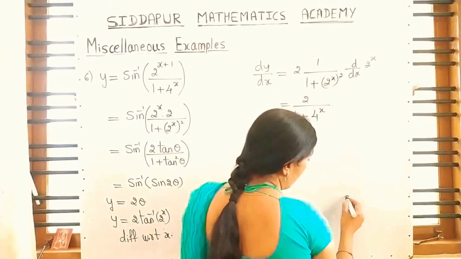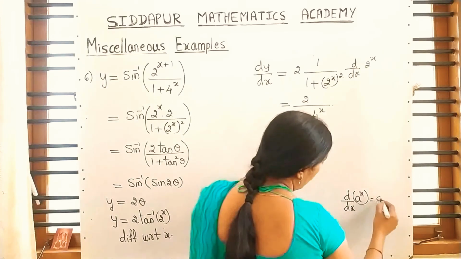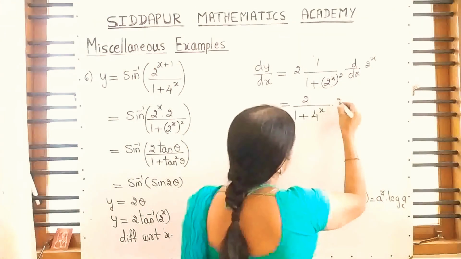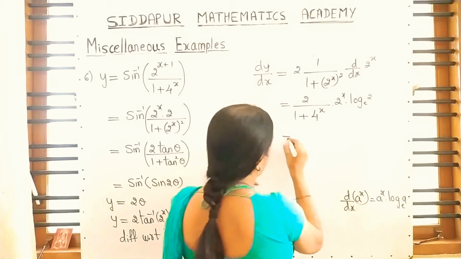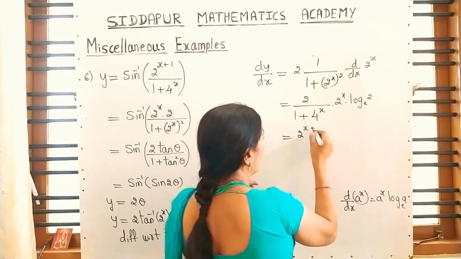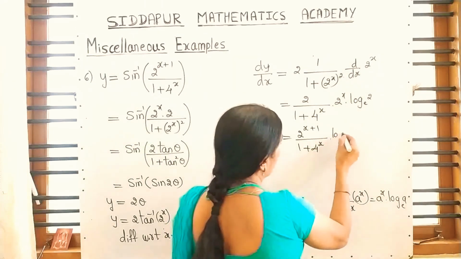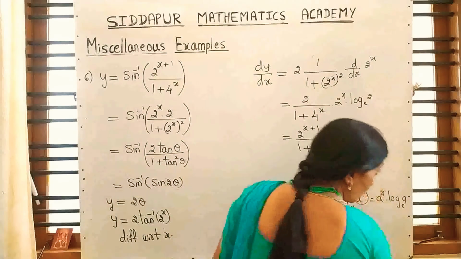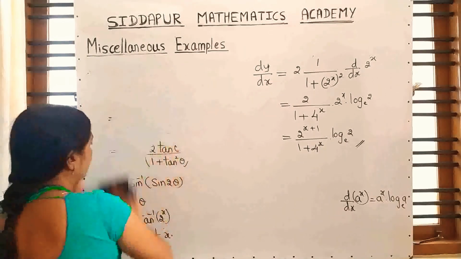Differentiation of 2 raised to x, which formula? It is the a raised to x formula, that is a raised to x into log a to the base e. So 2 raised to x into log 2 to the base e. That is 2 raised to x, and this power is 1. 2 raised to x plus 1 upon 1 plus 4 raised to x into log 2 to the base e. This is the final answer. Moving to the next question, that is question number 7.